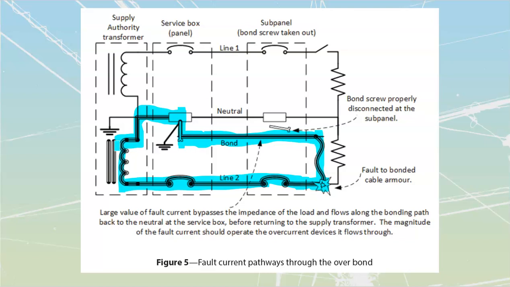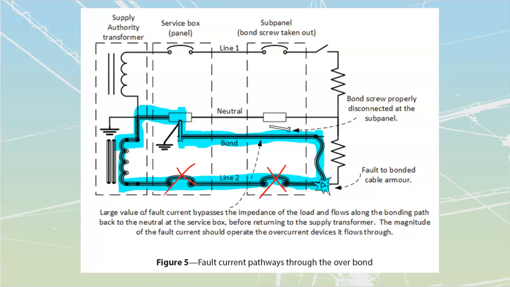We have a complete path for current with very little resistance at this point, which means we will get a bulk amount of amps. That large amount of amps should trip out one, if not both, of these breakers over here. This is the proper method that we should have.